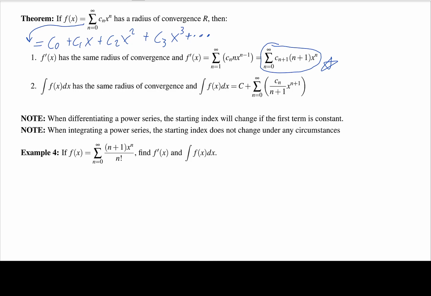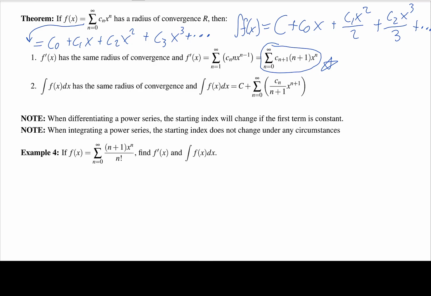Whenever we integrate, we always get this plus c. So I'm going to leave my big C out in front. Now if I integrate c sub 0, that should give me c sub 0 times x. If I integrate c sub 1 x, that should give me c sub 1 x squared over 2. If I integrate c sub 2 x squared, that should give me c sub 2 x cubed over 3. And then so on.